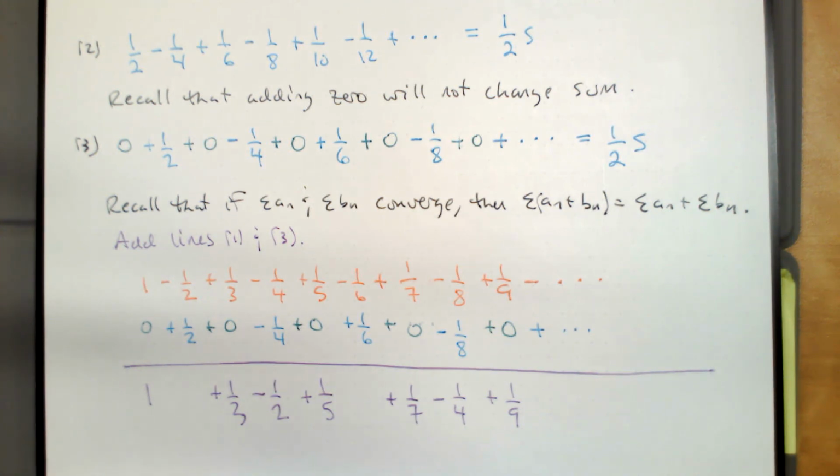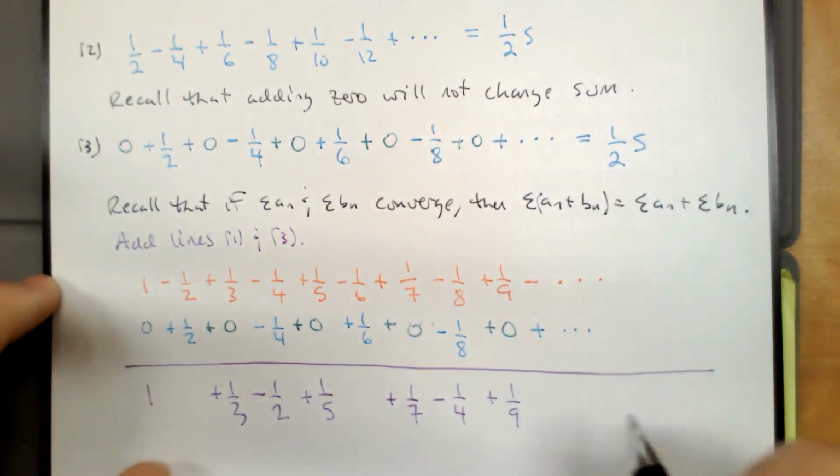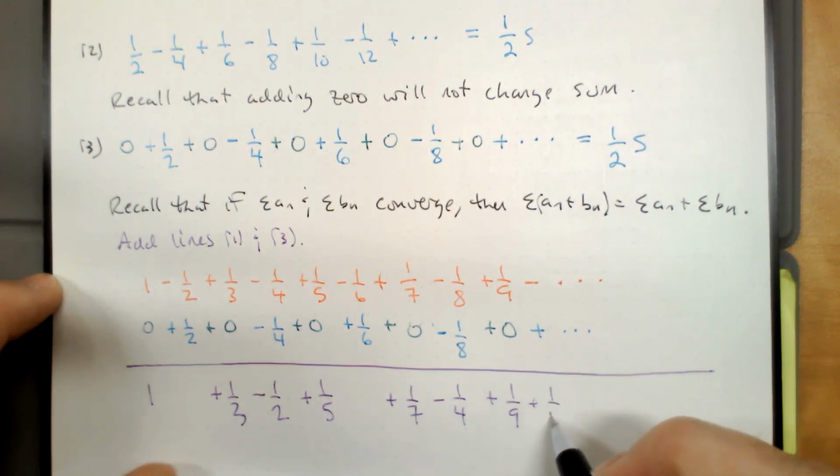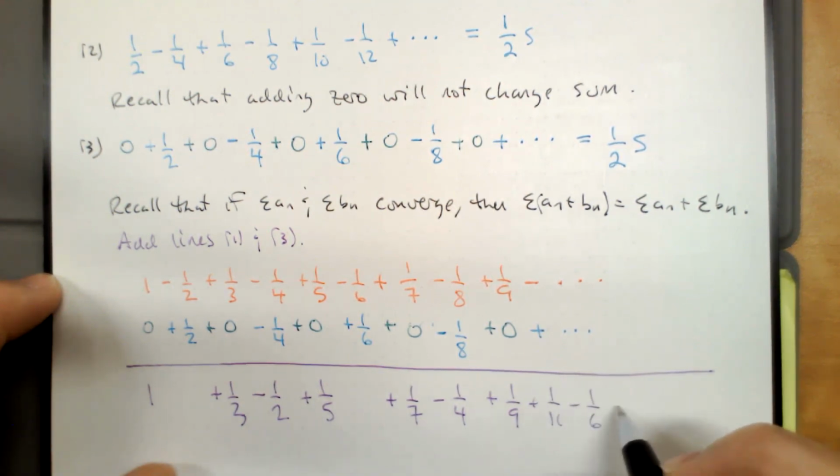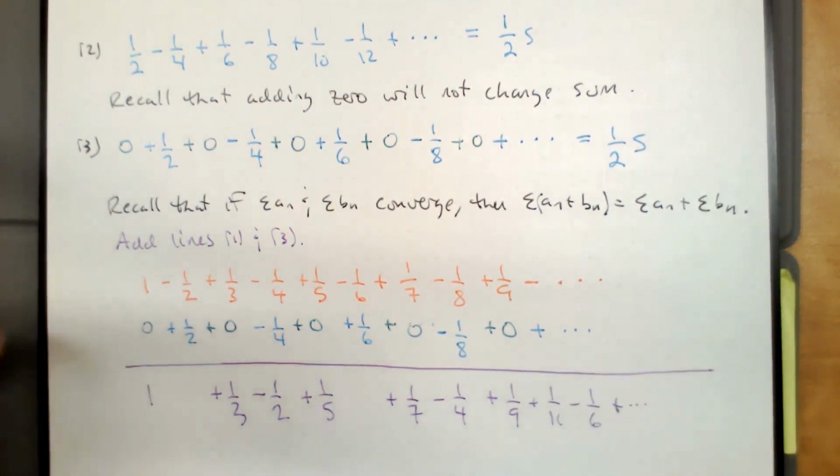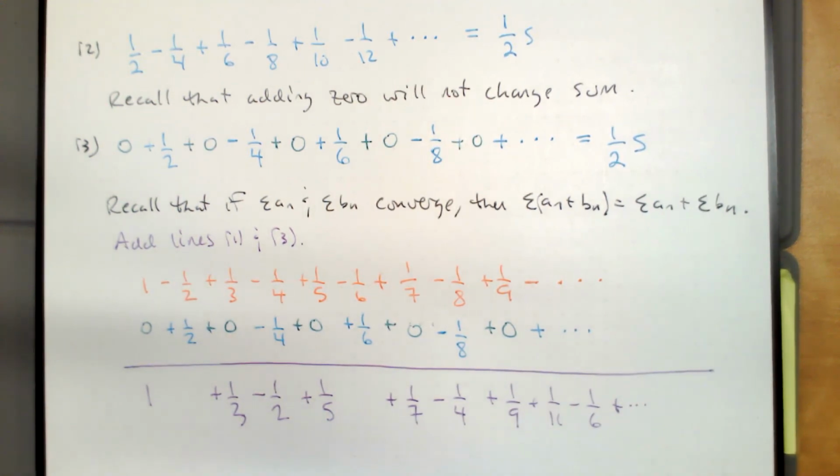So we see what's going on here. I've got 1 plus a third minus a half, plus a fifth plus a seventh minus a fourth, plus 1/9 plus 1/11 minus 1/6. So what we're doing is going two odds, two positive odds, and then we subtract an even.